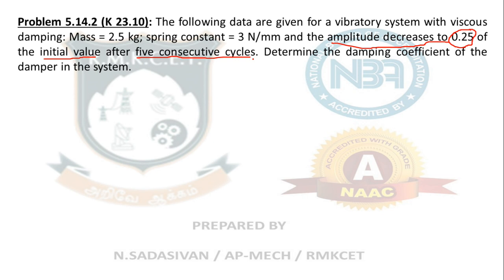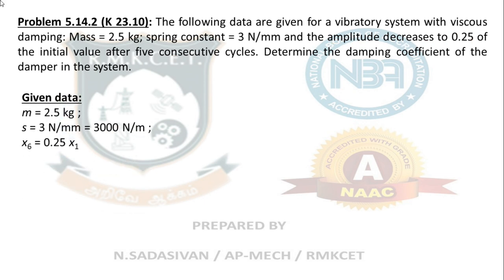Here the question is, what is the value of C? Okay, damping coefficient. So given data, mass is 2.5 kg, spring stiffness is 3 Newton per millimeter, which is 3000 Newton per meter. Okay, so then one relationship is given to you indirectly. The sixth amplitude is 25% of the first cycle, because after 5 cycles will come your sixth cycle. Therefore, x6, x means amplitude, is 25% of x1. It is reduced by 75% and has become 25% of the first cycle.